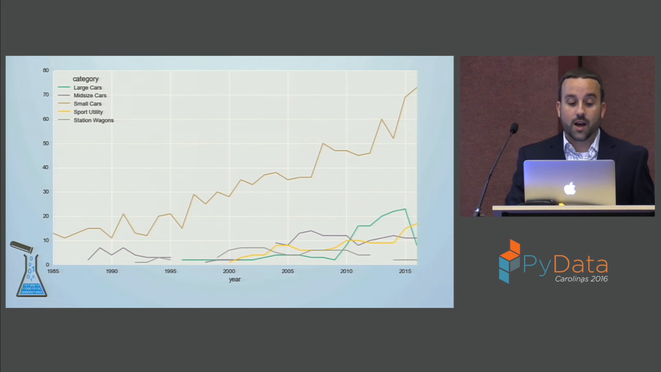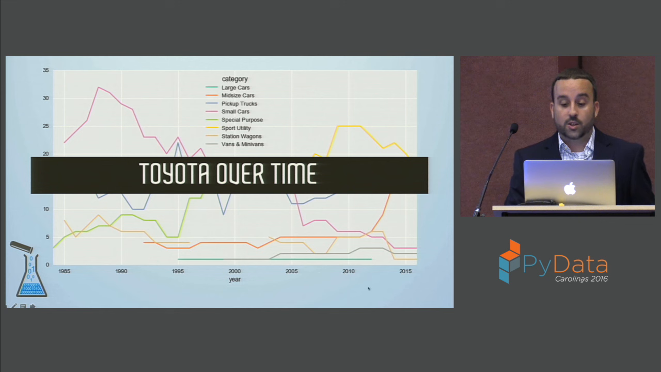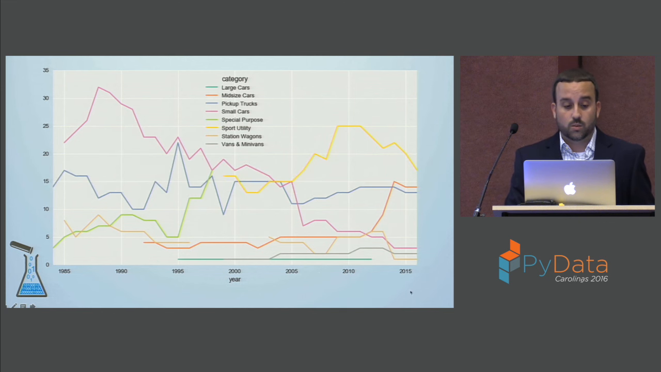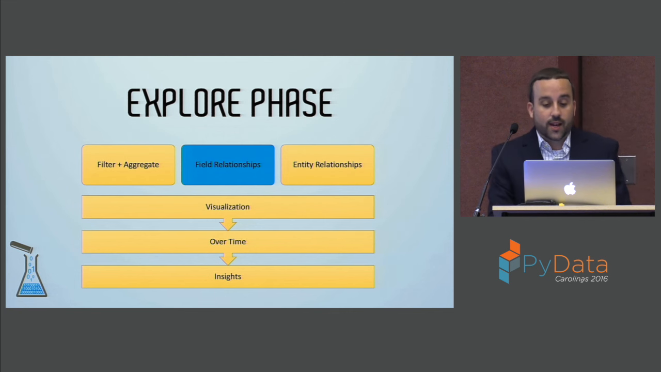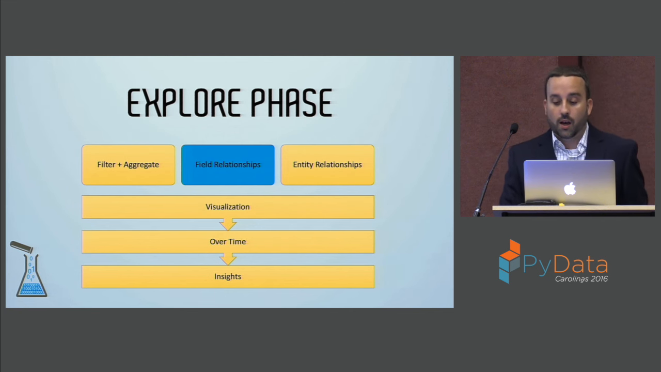And we can contrast that with a company like Toyota, where it's kind of the opposite. They started off making a bunch of small cars, and then they made a decision to make fewer and fewer of them over the years, instead shifting their focus to SUVs, pickup trucks, and mid-sized cars. All right, so the next step in the explore phase here is examining the relationships between fields in the data.